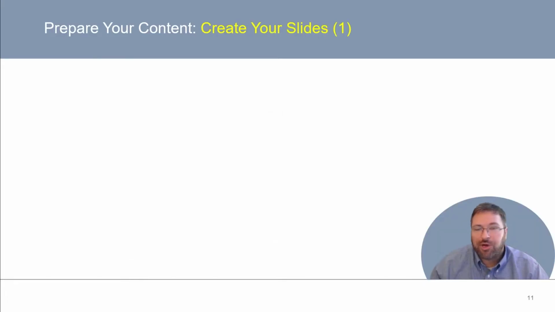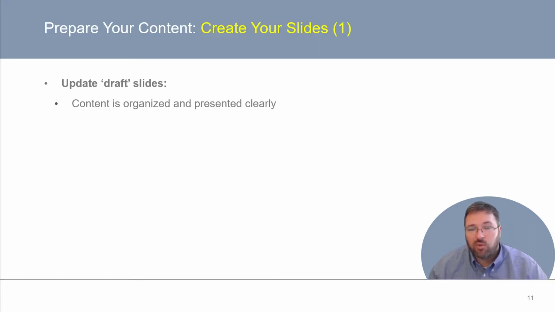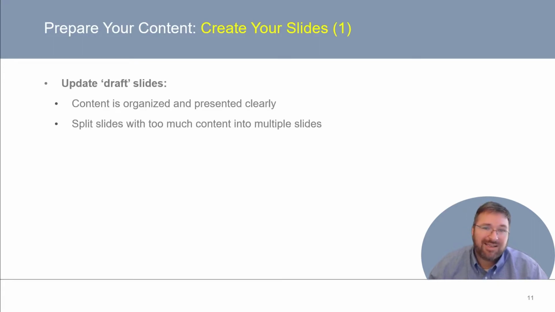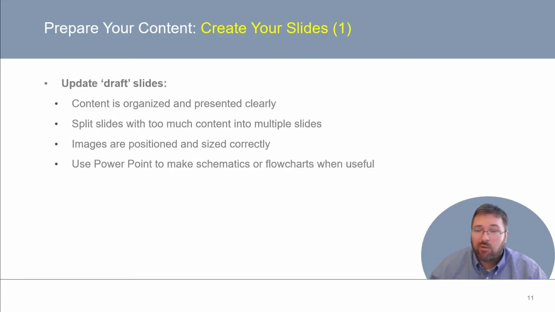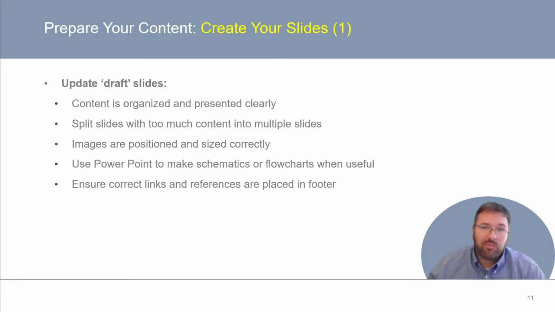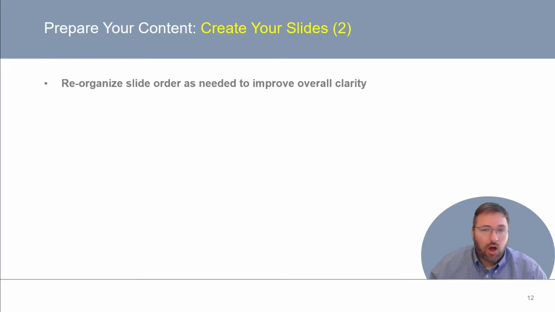Alright, now let's talk about creating your slides. Here we're going to basically update our draft slides, making sure our slides are organized and presented clearly. If you have a slide that has too much content, consider splitting it into more than one. Here, you also make sure that your images are positioned and sized correctly, according to your needs. I often like to use PowerPoint to make schematics or flowcharts to more effectively communicate complex or multi-step processes. Here, you also want to make sure that you have the correct links and references in the footers of slides that require them. Often when I'm creating my slides, I find that I want to rearrange their order to improve the overall clarity of the talk.